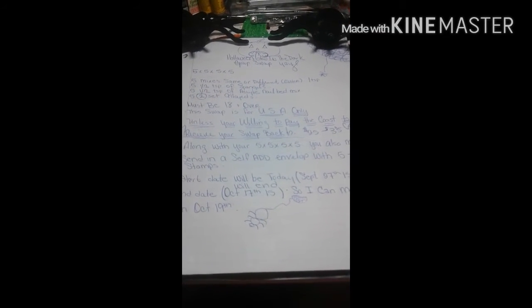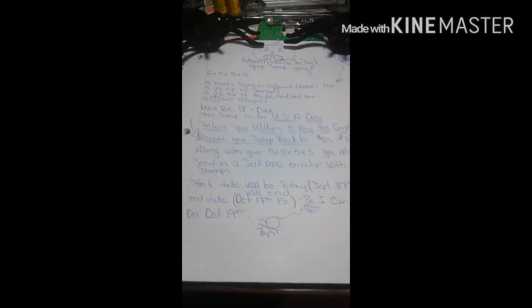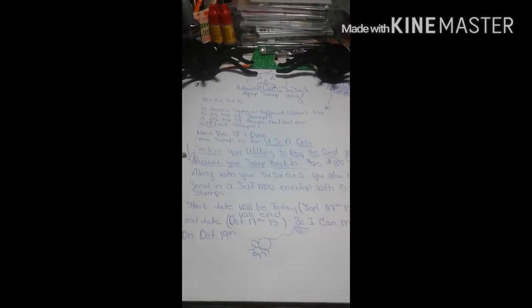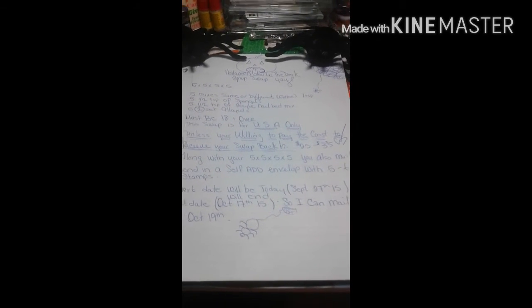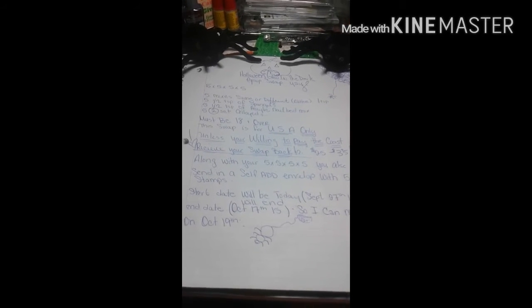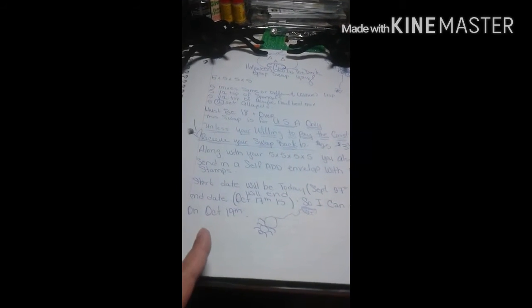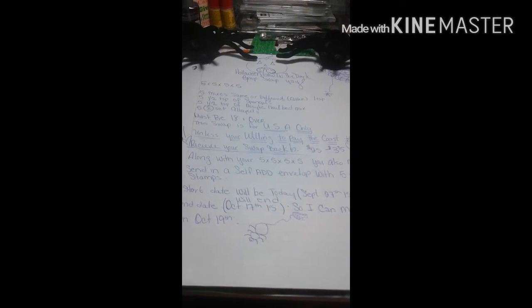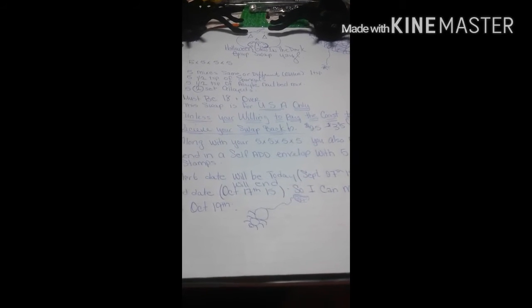Now, along with your 5x5x5x5s, you also must send me a self-addressed envelope with 5 to 6 stamps, ladies and gents. The reason why I say 5 to 6 stamps is so I can send it priority. It's going to start today, and it's going to end October 17th. So on October 19th, which is that Monday, I can send it out and it should get to you within 3 days. So that's why I say 5 to 6 stamps for USA.